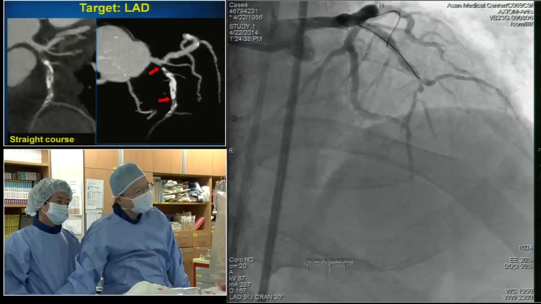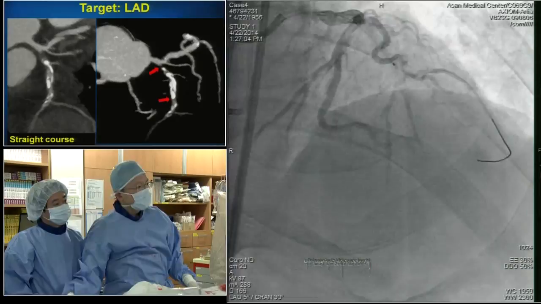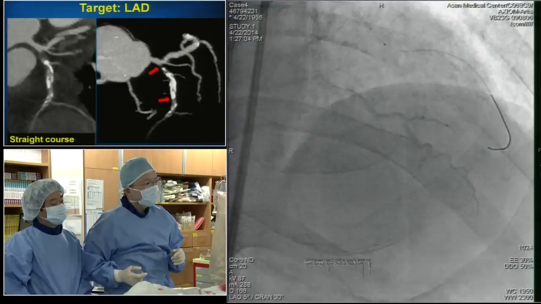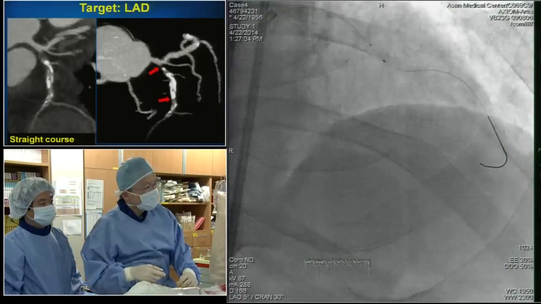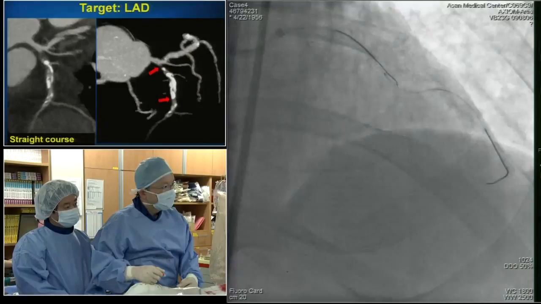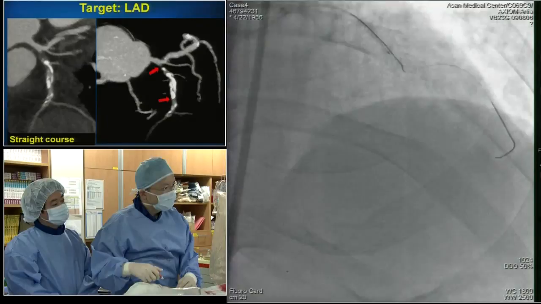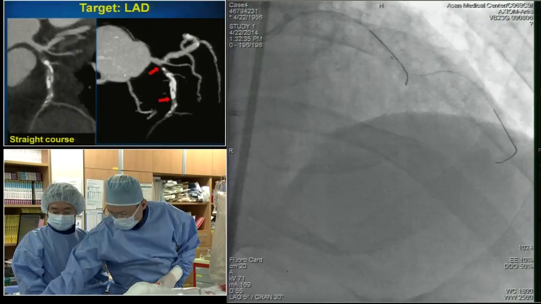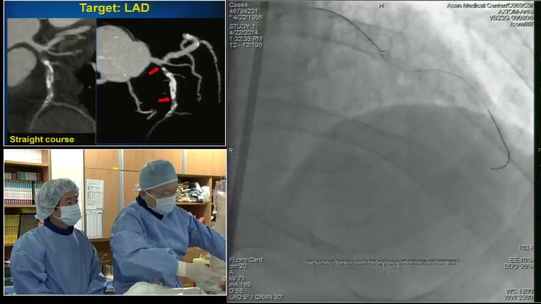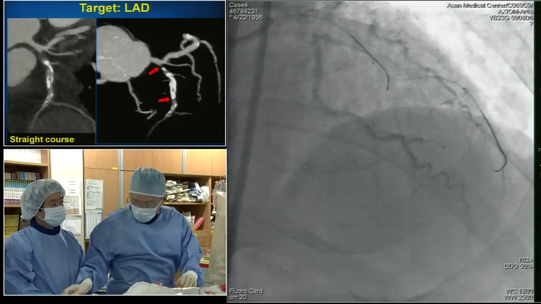So I advanced the Shion wire and brought Crusade again, and now try to enter the LAD. Yeah, but it's very difficult. Yeah, it's more like a trifurcation lesion there. So I don't know where we are now. Yeah, okay. In the plaque. In the plaque.